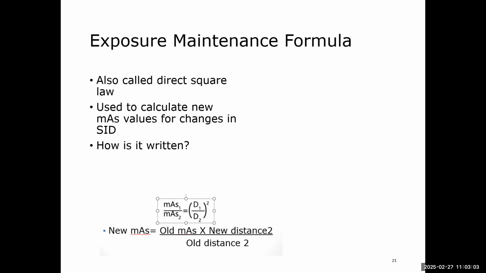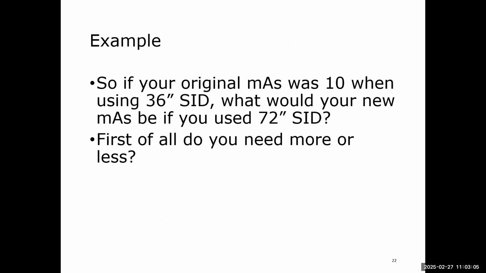So, but again, it doesn't really matter as long as you keep it in the right relationship. So if your original mass was 10 when using 36-inch SID, what would your new mass be if you use 72 inches? So first of all, would you need more or less if you're going from 36 to 72? More. Now we can do this math in our heads, for real, right?